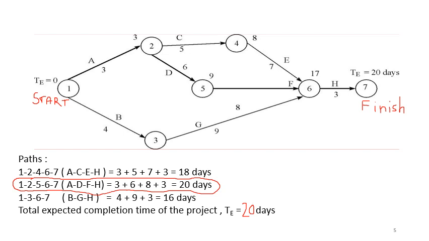So we can now mark the critical activities. So what are the activities coming in the critical path now? If I consider path ADFH, activity A, just highlight it, activity A. Next D, activity D. Next comes activity F, and then activity H.